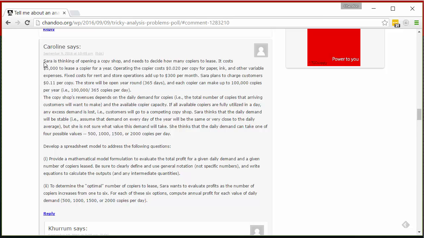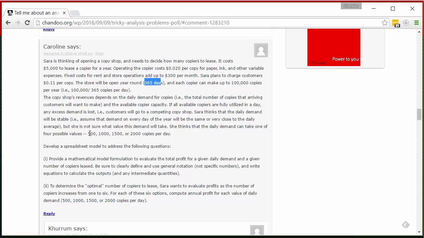Essentially, the description is here. The key things to keep in mind are $5,000 to lease a copier for a year, and operating costs are 2 cents per copy for paper. There are also other expenses, which would be about $300 per month for rent and other expenditure. And you are expecting that the customers will pay 11 cents per copy when they take a copy from your shop. Now you plan to keep this store open year round, so 365 days, and you can make up to 100,000 copies per year. That's the maximum capacity for each copier. Okay, so if you are anticipating more demand, then you would have to bring in additional copiers. So you'll have to pay extra lease for that.